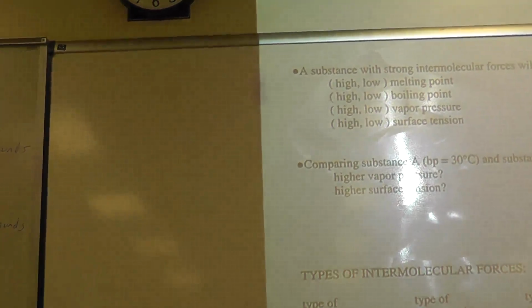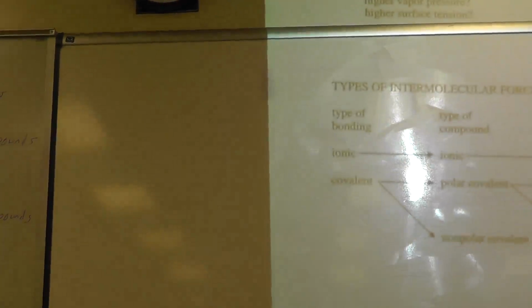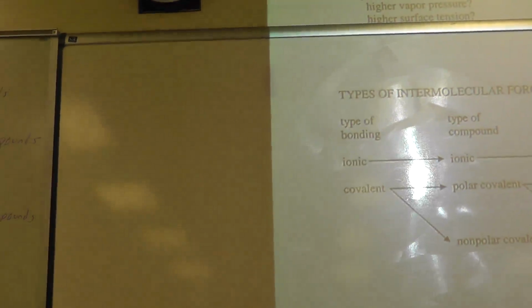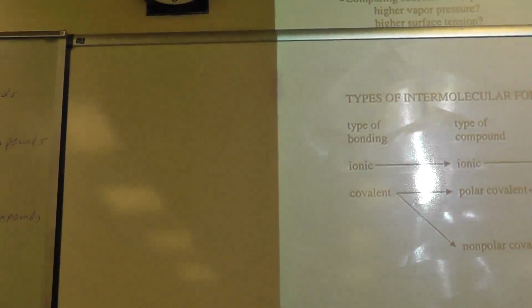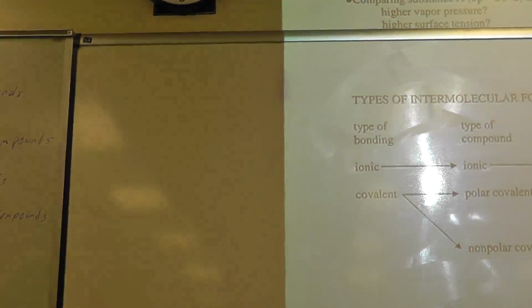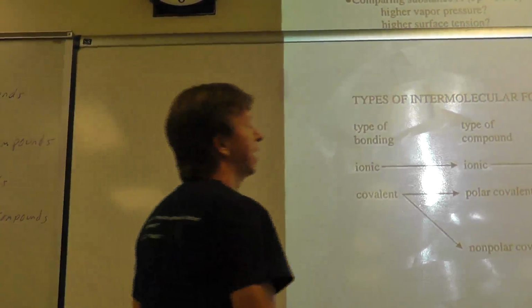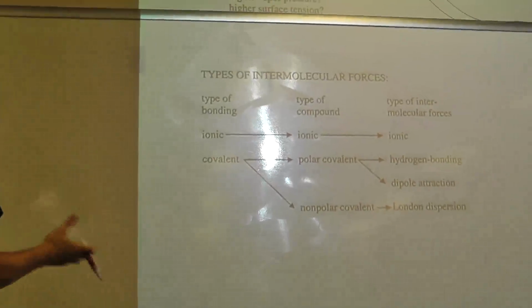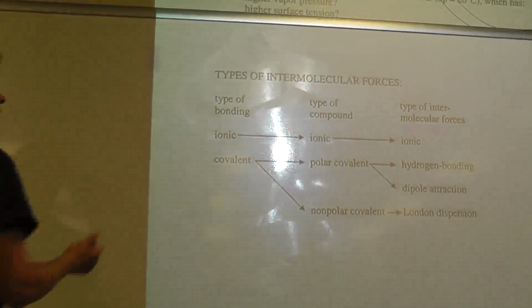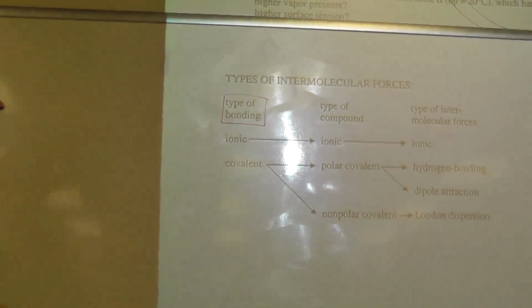So next then is where we look at how to look at a Lewis structure and figure out strong or weak. And this is where we put names to these types of forces. And so this column here is kind of the thought process you need to go through in order to figure out strong or weak forces. And it all goes back to starting with the type of bonding. Is it ionic or covalent?